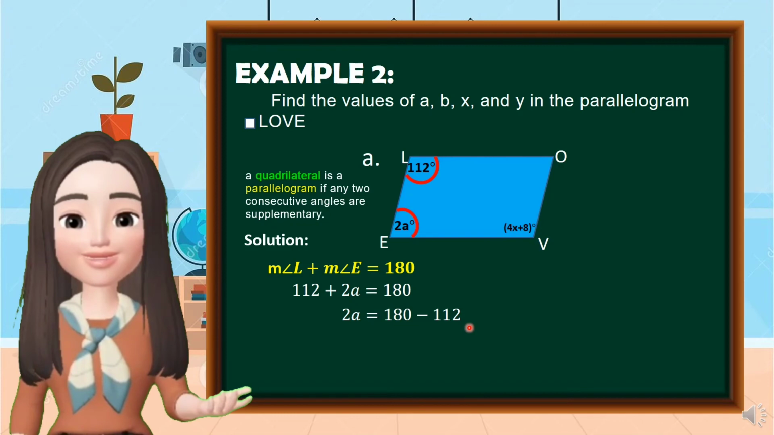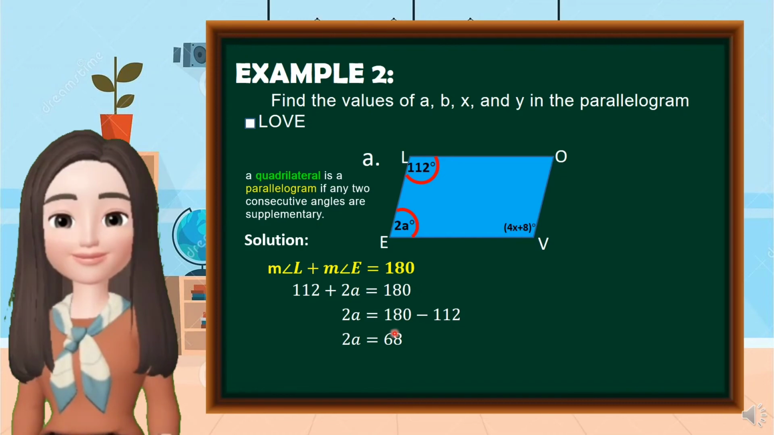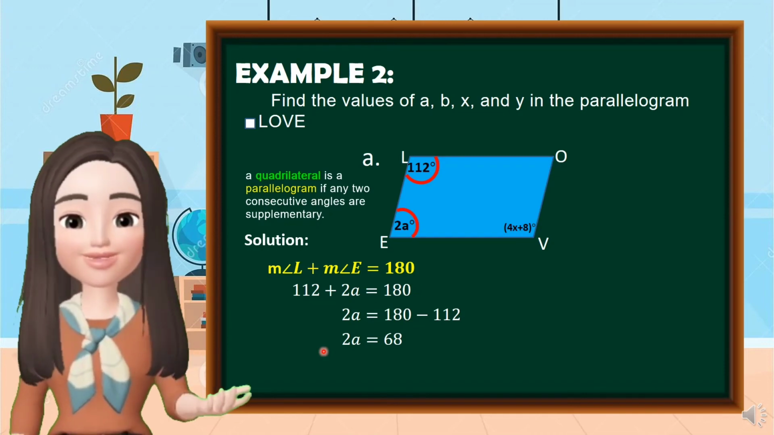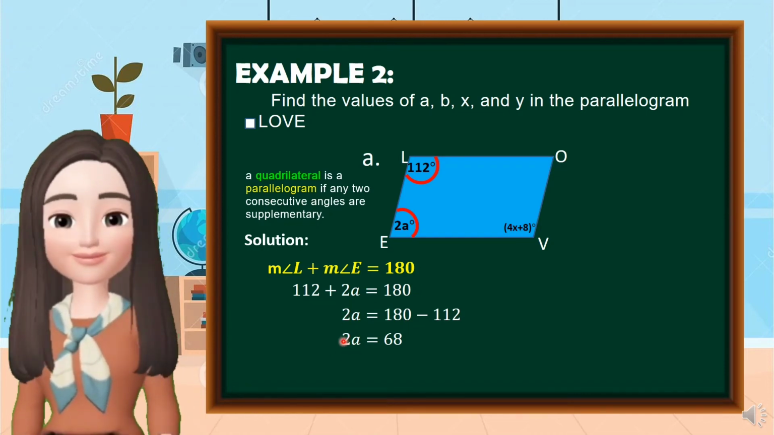Now, let us simplify. Ang 180 minus 112 is equal to, what is the answer? Alright, so that is 68. Kapag pinag-minus natin yon, 68. So, the resulting equation will be 2a is equal to 68. To solve for a, we have to eliminate 2. At para ma-eliminate natin, matanggal natin si 2, kailangan kasi ma-isolate natin si a. Ibig sabihin na-isolate, siya lang ang matira.